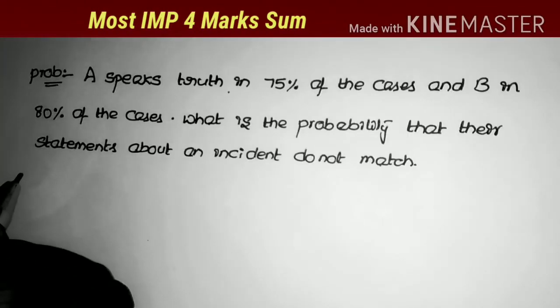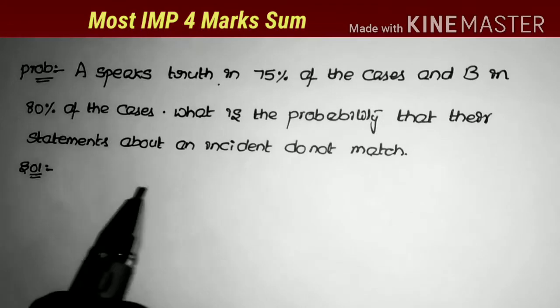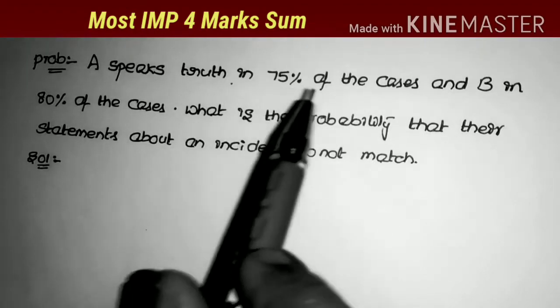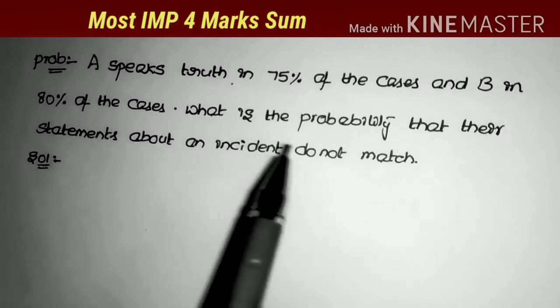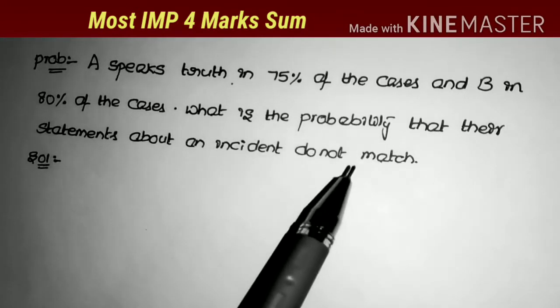In this video, I explain the most important 4 marks problems from probability. So this is the first problem. If A speaks truth in 75% of the cases and B in 80% of the cases, then what is the probability that their statements about an instant don't match?